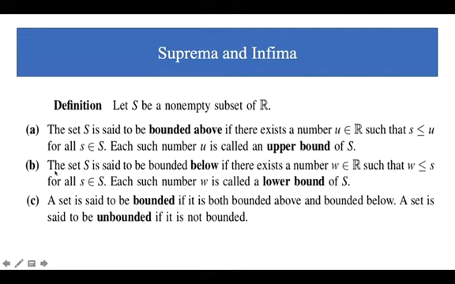The set S is said to be bounded below if there exists a number W belonging to R such that W is less than or equal to s for all s belonging to S. Each such number W is called a lower bound of S. A set is said to be bounded if it is both bounded above and bounded below. A set is said to be unbounded if it is not bounded.